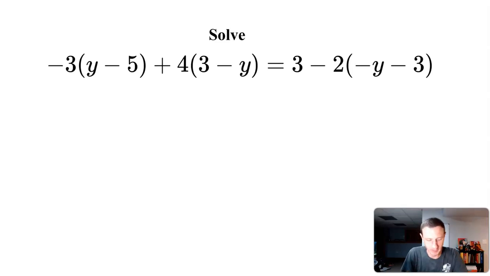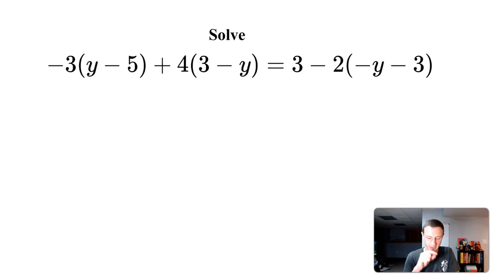Got a fun problem here today, solving equations problem. We have a lot of distributive property going on. I have this -3, this 4, this piece over here that I'm going to talk about in some detail. We got variables on both sides, so a lot to keep track of. So let's go through this carefully.